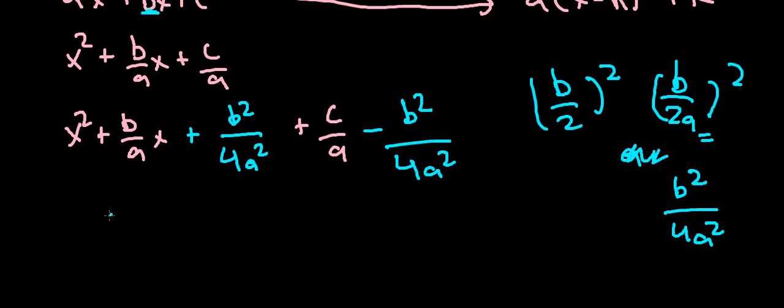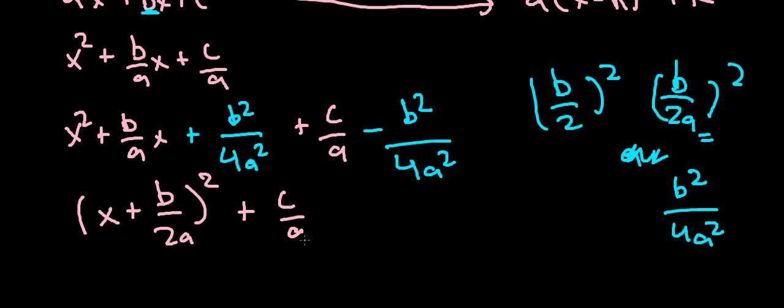So when I simplify this, I'm going to factor this. So I get x plus b over 2a, and this is squared, by the way. So this gets rid of that. But we're still left with plus c over a minus b squared over 4a squared.